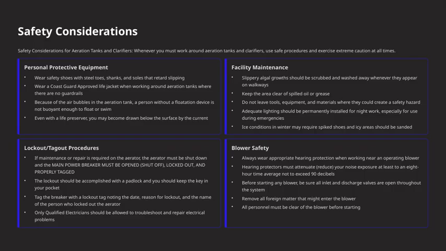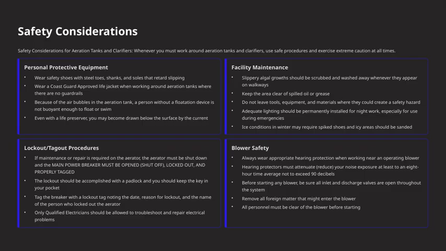Now, let's discuss lockout and tagout procedures. Whenever maintenance or repairs are needed on the aerator, it must be shut down properly. The main power breaker should be opened, locked out with a padlock, and tagged with clear information, date, reason, and the person responsible. Keep the key in your pocket to prevent accidental re-energizing. Only qualified electricians should troubleshoot or repair electrical issues to ensure safety.